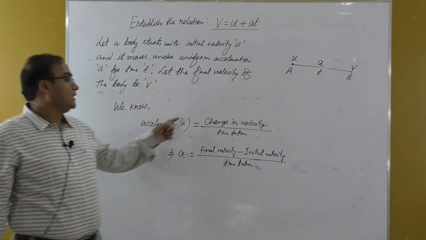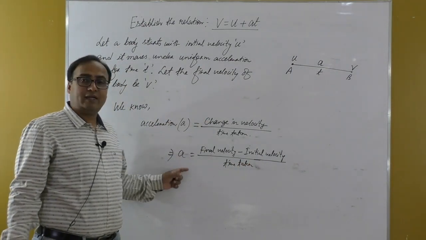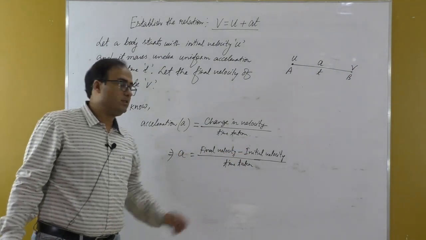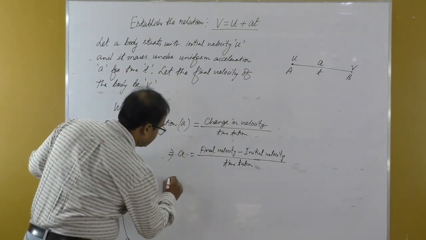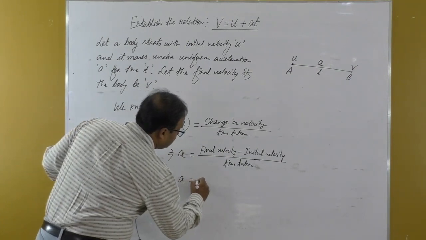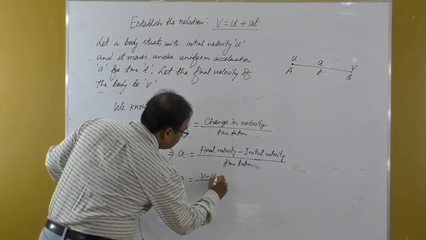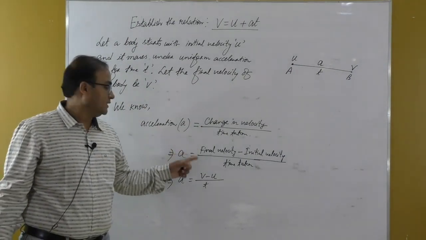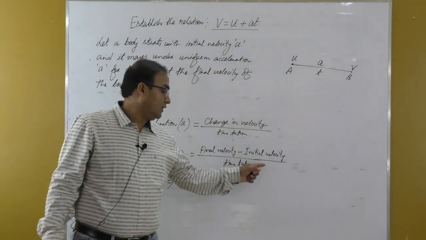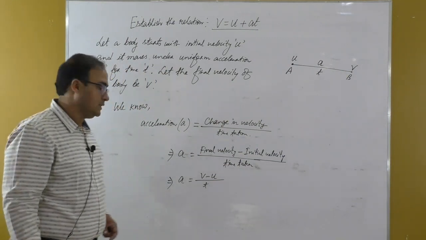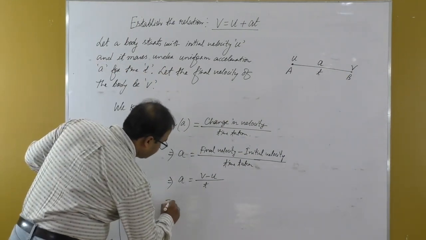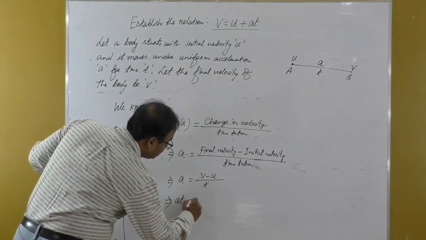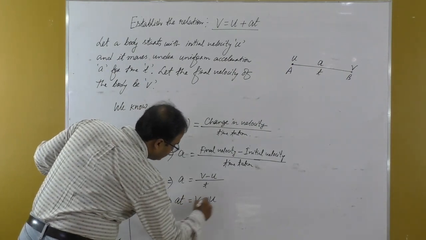So acceleration is change in velocity by time taken. So we can write final velocity minus initial velocity by time taken. So a is equal to v minus u by t. We can write this because the symbol for final velocity is v, the symbol for initial velocity is u, and time taken is t. If we simplify, we'll get at is equal to v minus u.